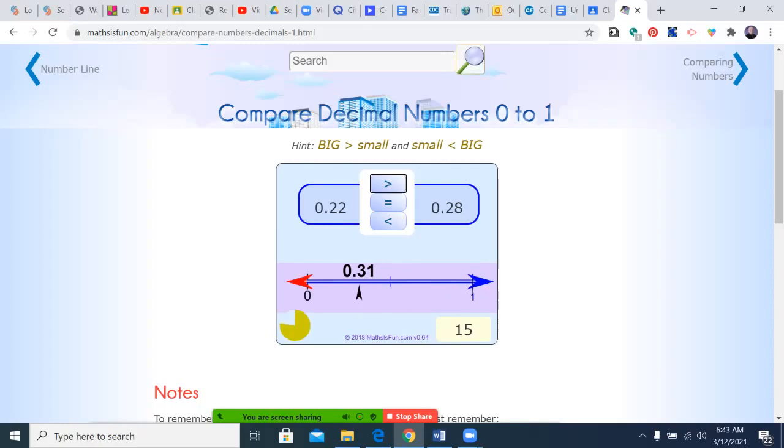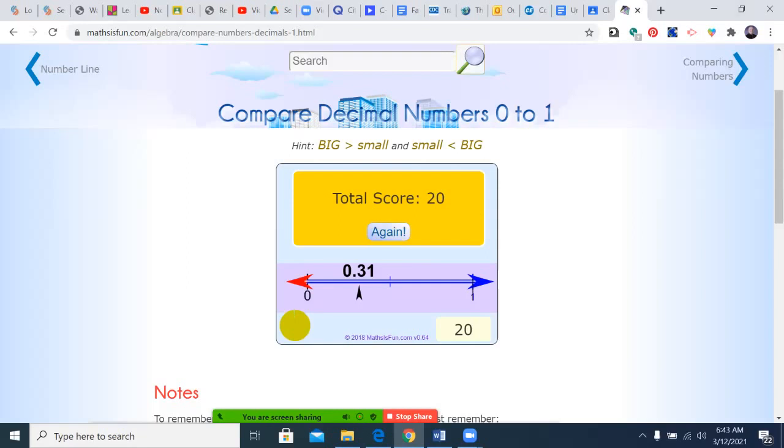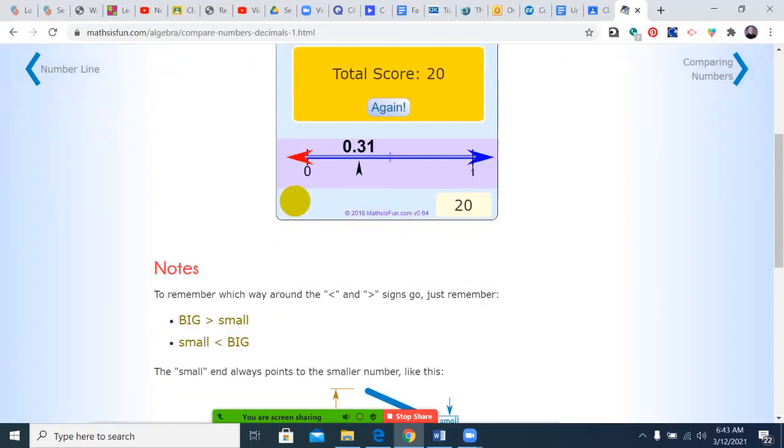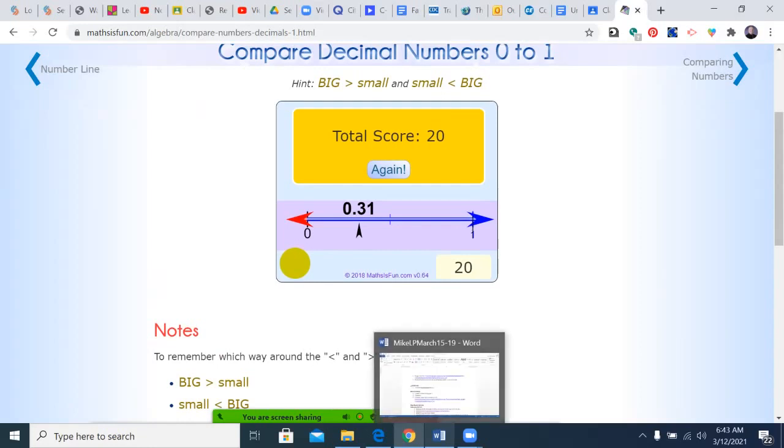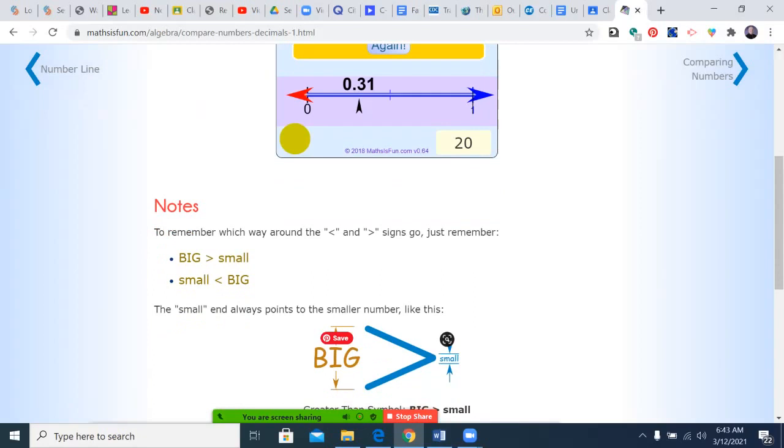Now if you have both 2's in the tenths, you go to the next column over, the hundredths. 2 is less than 8. So there we go. And my time will run out on this page, and that's okay. You can play games on some of these, and I used it for the teaching moment. So we look at big is greater than small, and small is less than big.